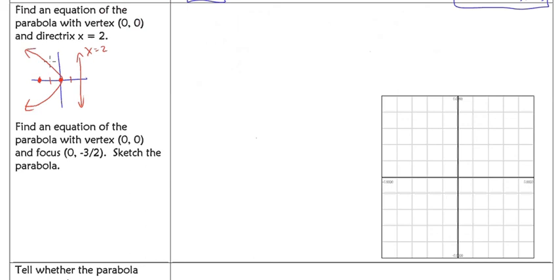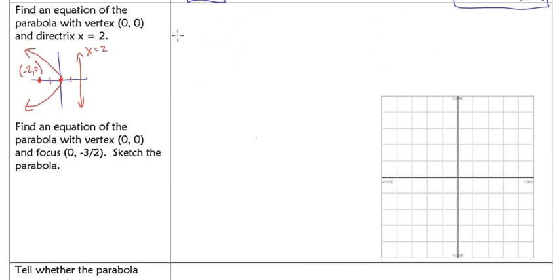Now it's opening to the left and to the right, meaning the x and y need to get swapped around. And our focus is at negative 2, comma 0. That doesn't ask for it, but there that is. So find the equation of the parabola with vertex 0, 0 and the directrix of x equals 2.